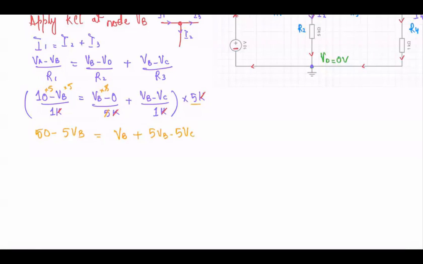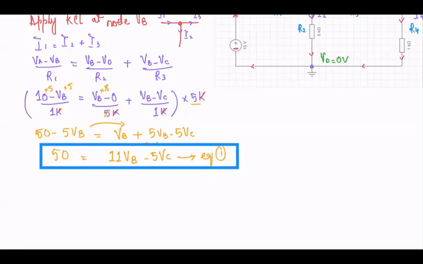All right, let's now rearrange this equation. I'm going to keep that 50 on the left-hand side of the equation and then take the 5 VB here. So I will get VB plus VB, these two would make 6 VB. 6 VB plus 5 VB, that would be 11 VB, right? And minus 5 VC will be as it is. So this is going to be equation 1. I'm just going to box it. Okay, let's now move on to the next node.